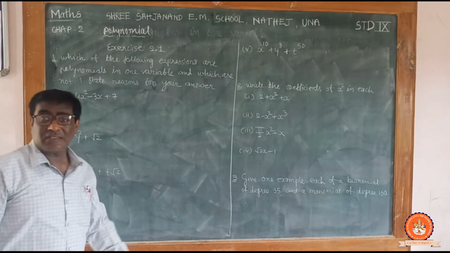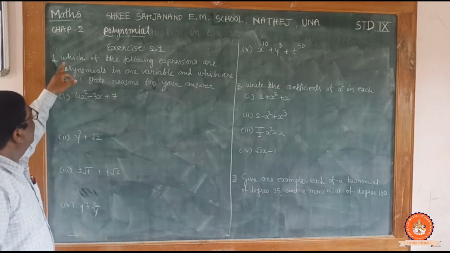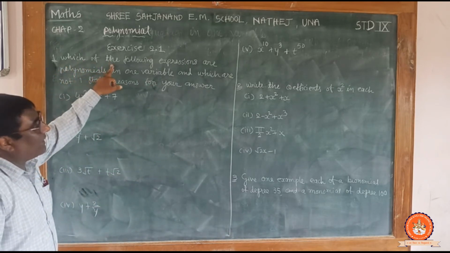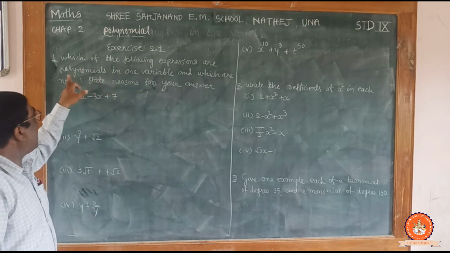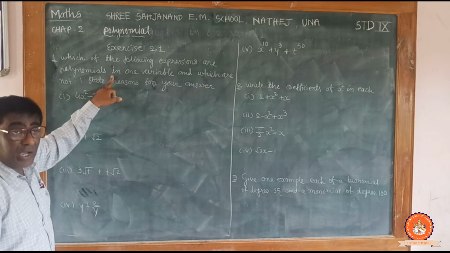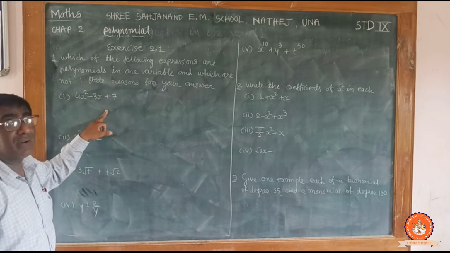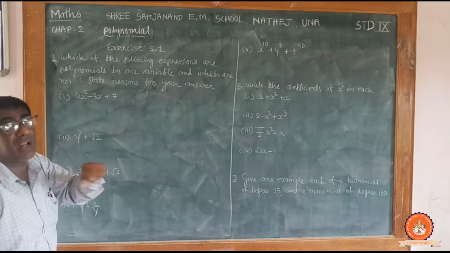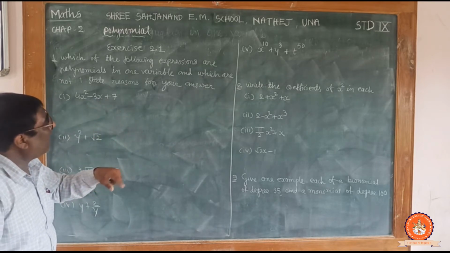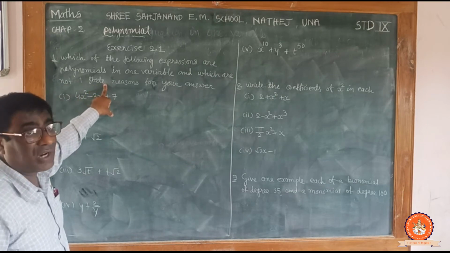Let us start exercise 2.1. Now question number 1. Which of the following expressions are polynomials in one variable? So we have to verify whether the given expression is a polynomial or not. Moreover, whether it is a polynomial in one variable or not. Okay. And which are not. State reasons for your answer.